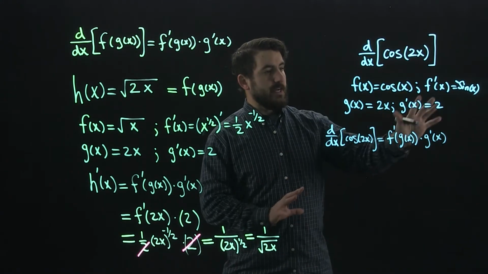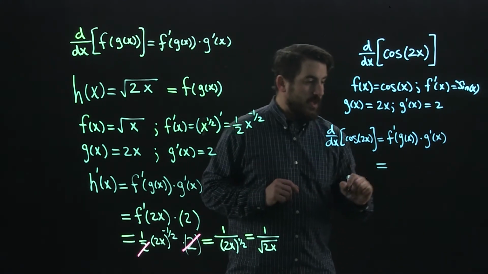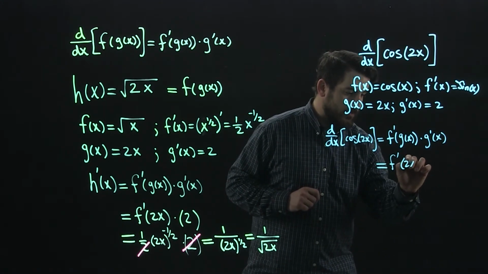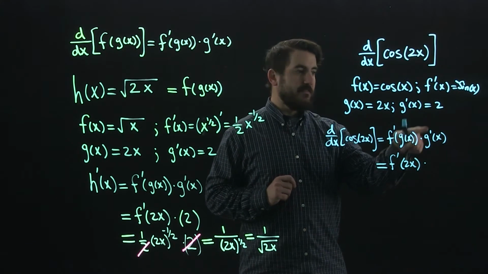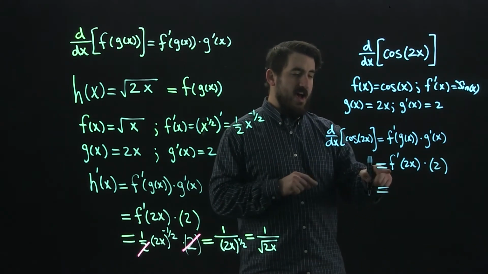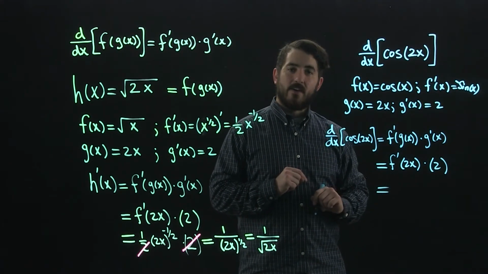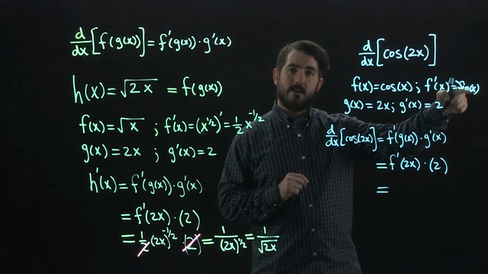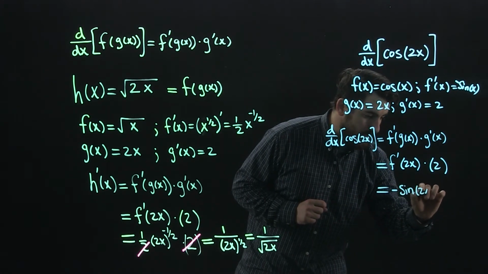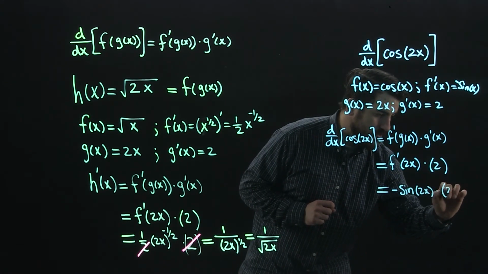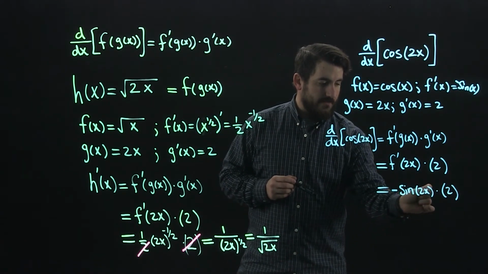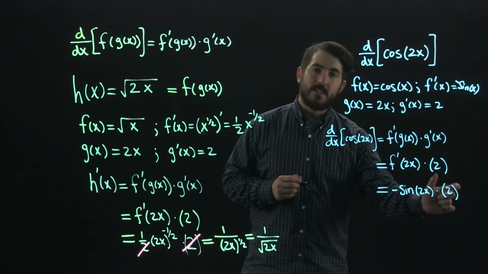And so now I'm going to start plugging in my information that I have. This is going to be f prime, g of x is 2x, so that's 2x, times g prime of x is 2, so times 2, which then equals f prime is negative sine of x. I will replace the x in this negative sine of x with 2x, so that's negative sine of 2x times 2. Again, this is an expression, sine of 2x, and then that whole expression is times 2.